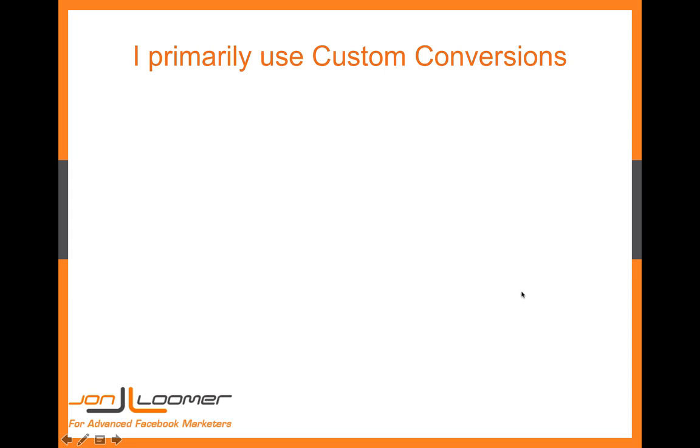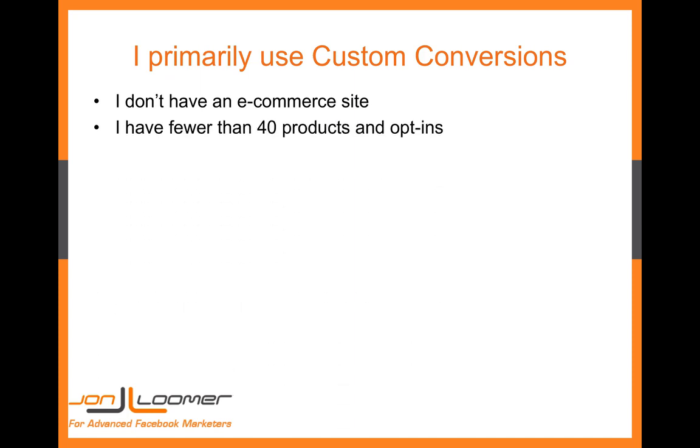Obviously, I have to know how to use events as well. But understand, I don't have an e-commerce site. I've got a handful of primary products. I'm selling two different memberships, one training program, and one-on-ones. That's four products I'm focusing on right now, so that's not complex at all. I have fewer than 40 total products and opt-ins. I have several different ways to register for things, but well under 40.